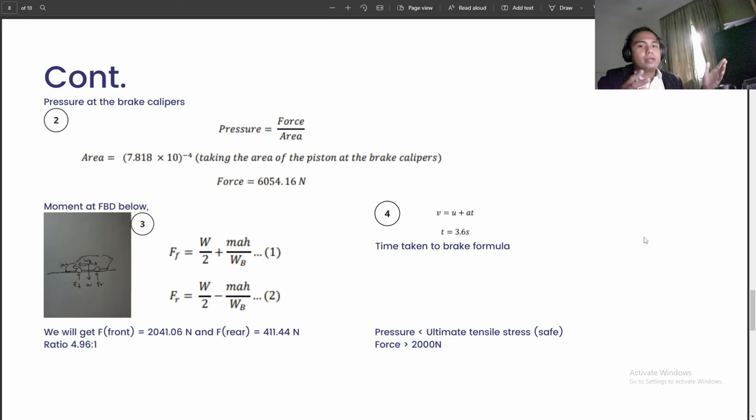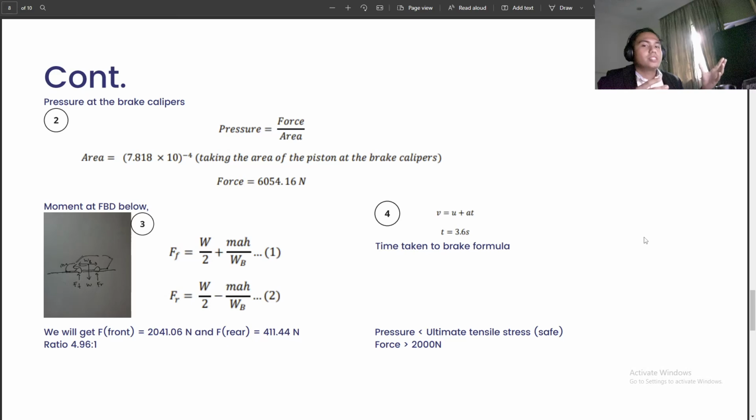And then moving on, by assuming the geometry of the car as shown in the diagram, we can use the moment at the front wheel and the rear wheel. We can get this equation. So from this equation, we can get the normal force on the front, which is 2041.06 Newton, and to the rear is 411.44 Newton with a ratio of 4.96 to 1. So if we divide both the front and rear tires by 2, we can get each individual force required for both front and rear tires to stop the car.